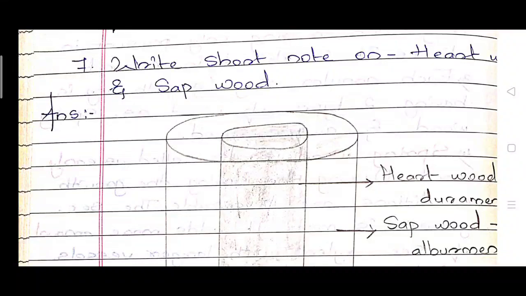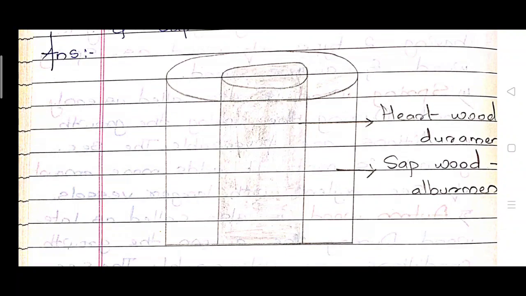Hello student. Today we discuss hardwood and sapwood, which are also characteristic features of the dicot angiosperm, and most of the time it is asked for short notes. So this is the structure of the stem.